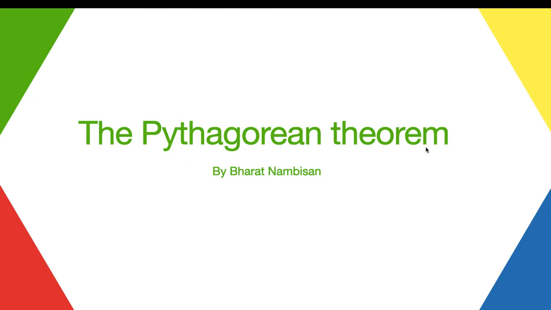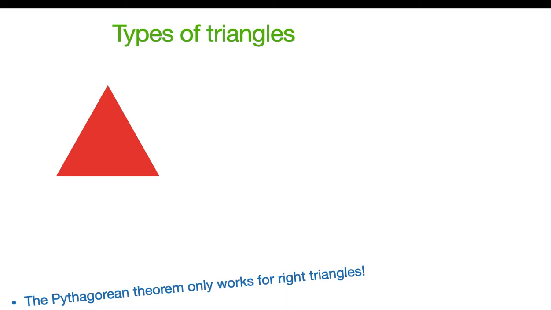So the Pythagorean Theorem was made by the Greek philosopher Pythagoras in ancient Greece. And before we talk about the Pythagorean Theorem, let's just review the types of triangles. So there's three types of triangles: equilateral triangles, isosceles triangles, and scalene triangles.